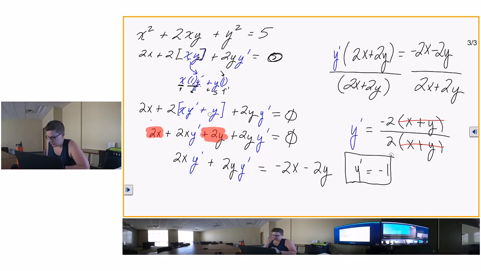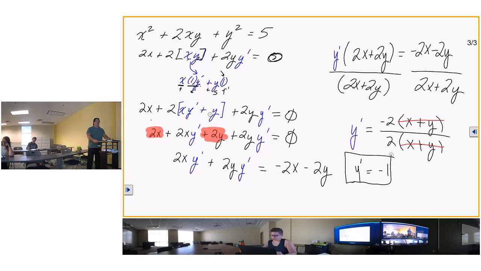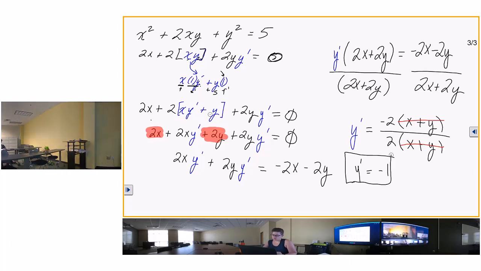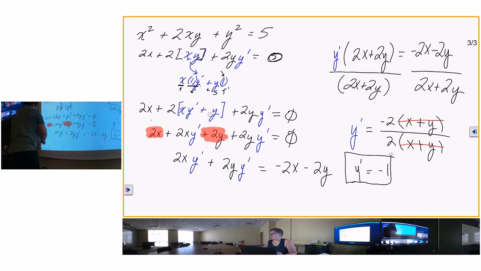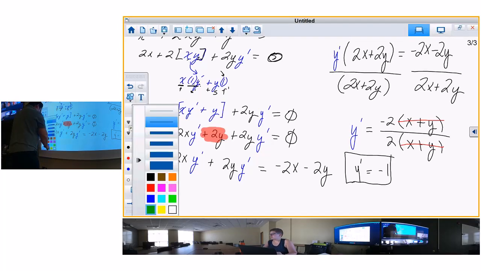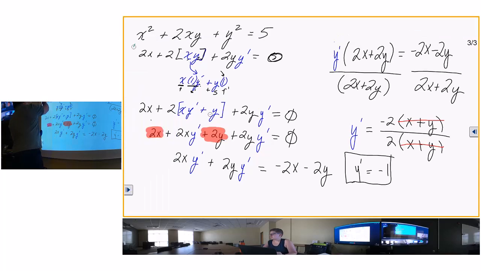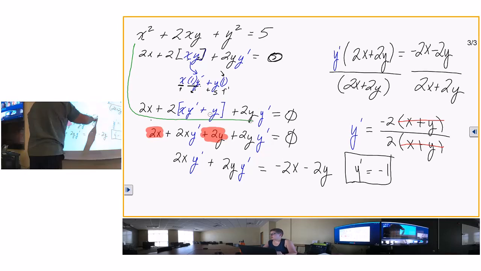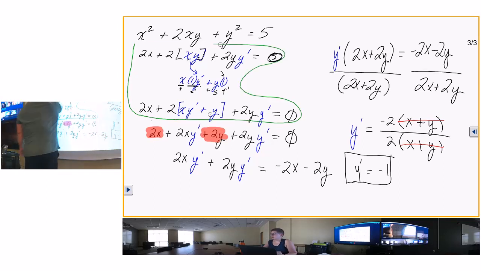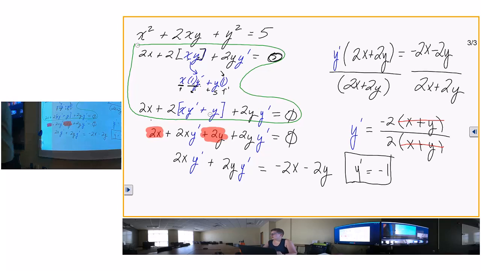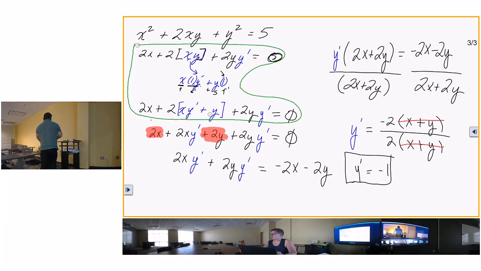Now, one of the reasons I picked this problem is to show you these first two steps right here. I'm going to circle it in green. These two steps, I guess you could say, right here. There's your calculus. The rest of it is algebra.